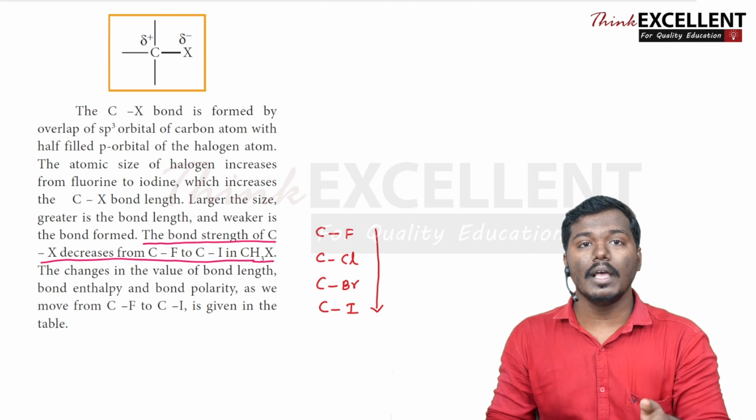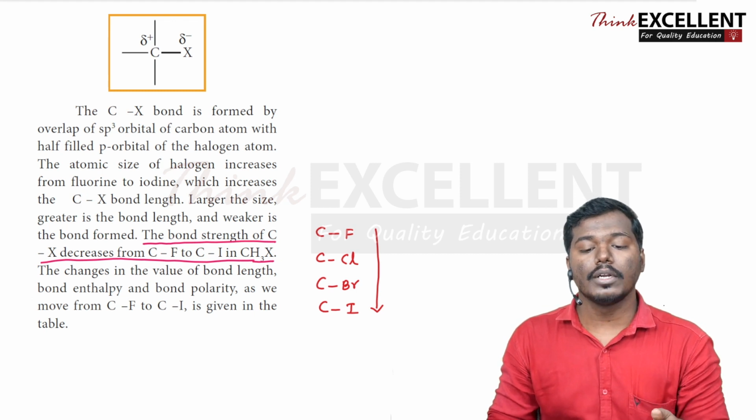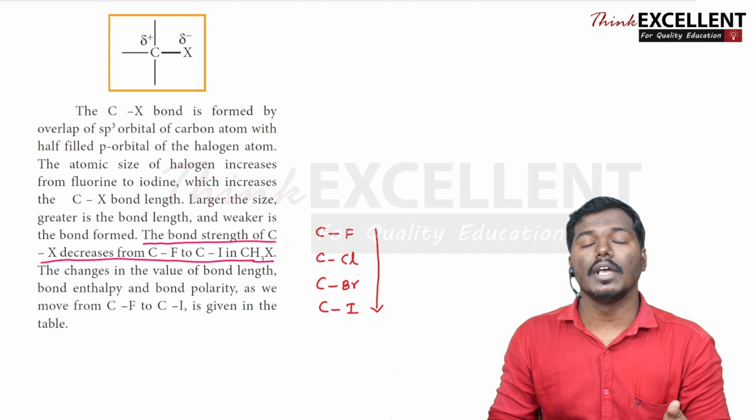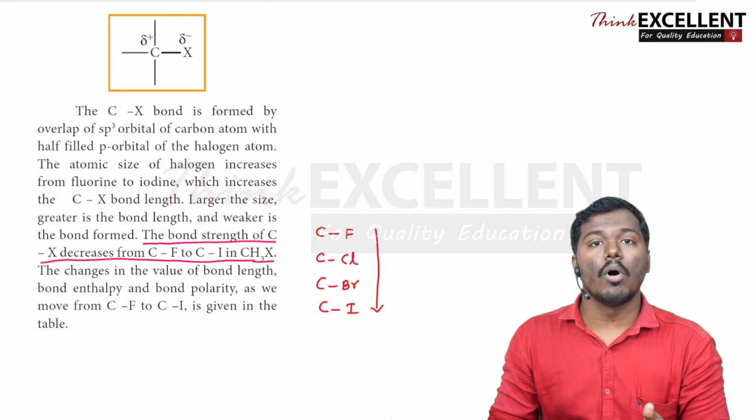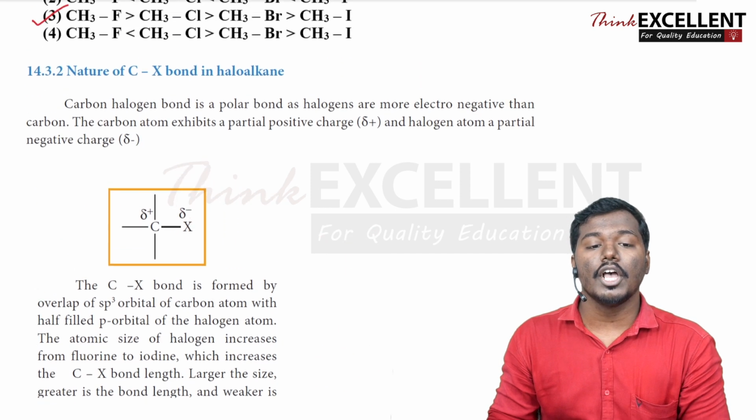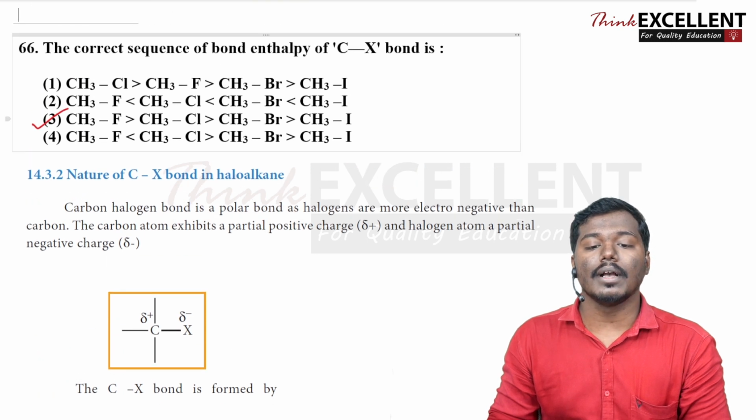Upon the group, when you move from top to bottom, you can see that the bond strength decreases. The C-X bond decreases, right? So option 3 will be the correct answer.